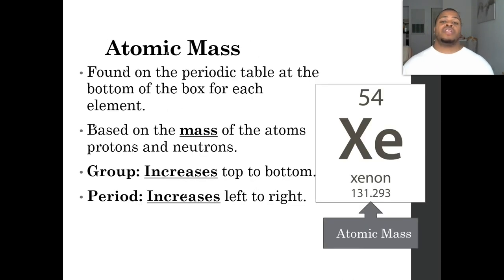Now, the first trend that we're going to look at is one of the simpler ones, which is atomic mass. This is the way that Mendeleev originally organized the periodic table. We find this on our periodic table. It's that number with the decimal at the bottom of the box. This is based on the mass of the protons and neutrons in the atom, which gives us a little bit of an idea of why we have the decimal there.